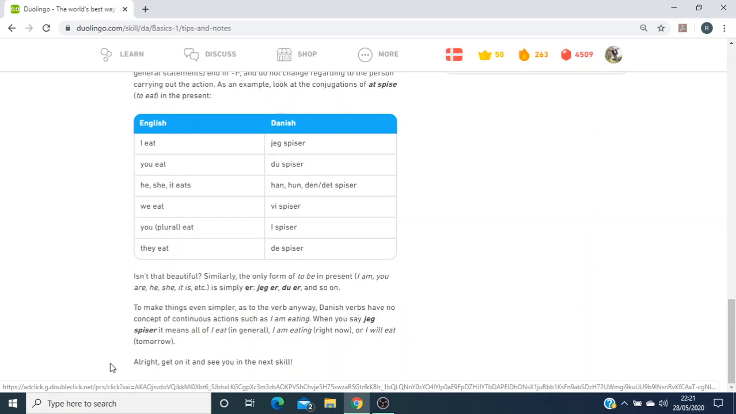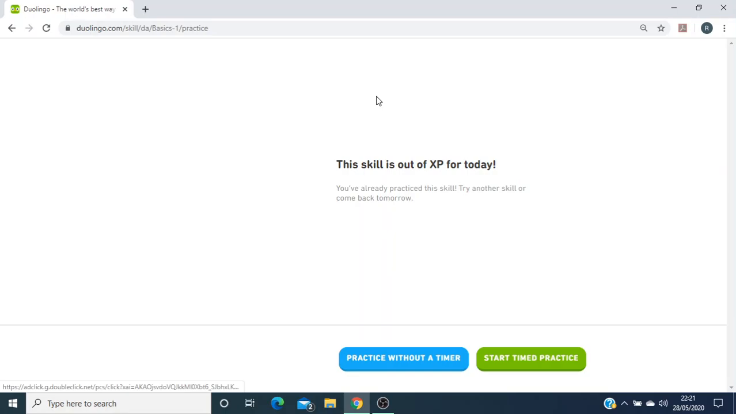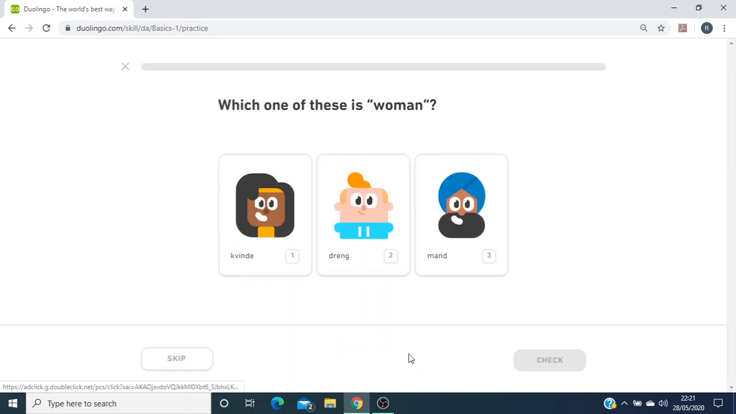Right, so that was a lot to take in, but it's good. It's just good for introducing the basics. So I'll practice this, and unlike the last time, the skill is out of XP for today. I'm just going to practice this without a timer so that you can see everything.